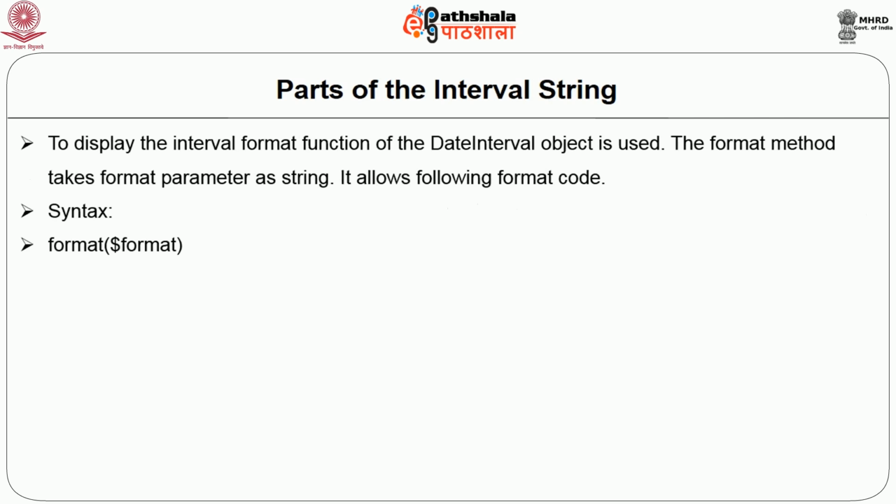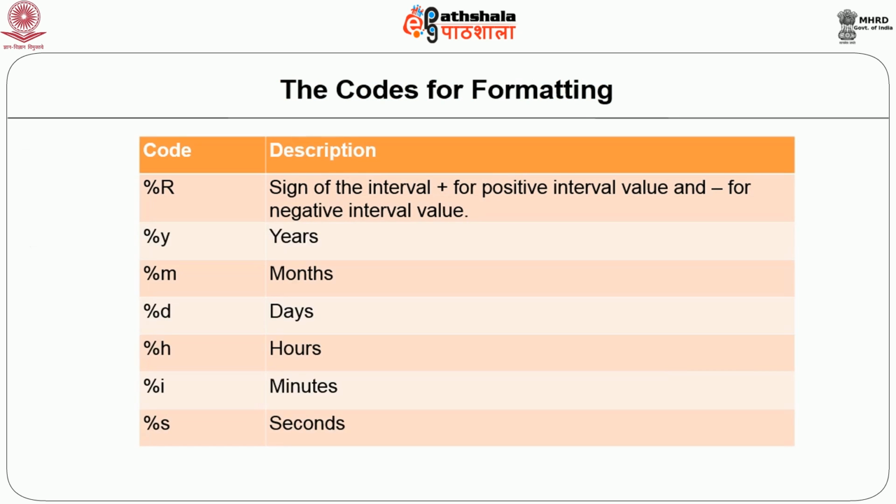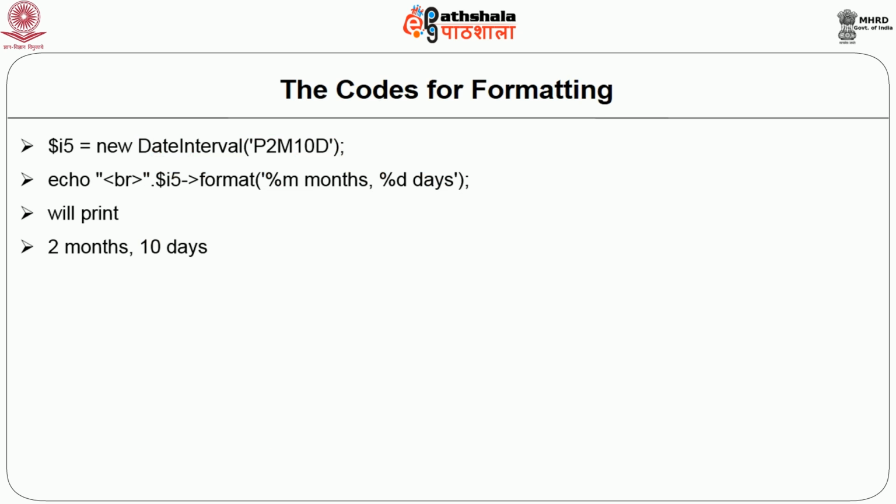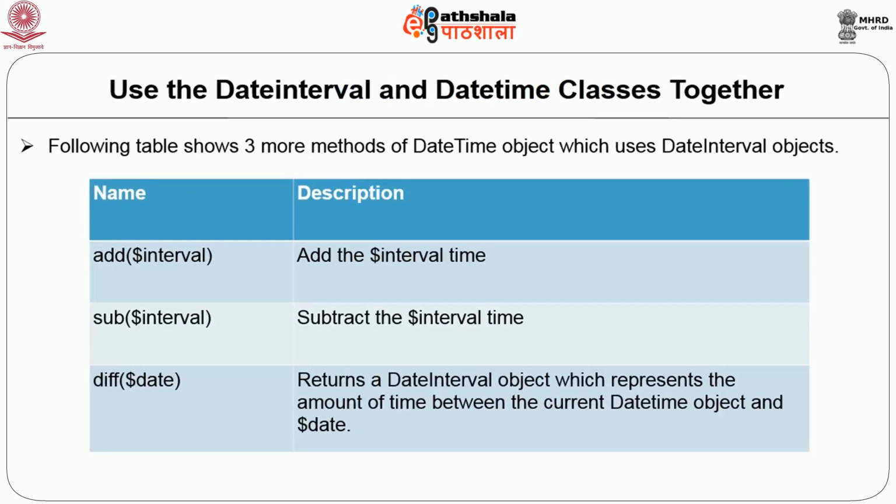To display an interval, the format function is used, and it has the following syntax. The codes for this are %R for the sign of the interval, %Y for year, %M for months, %D for days. In the same way, for hour, minute and second it is H, I and S. This is one example, so that will represent that way. Now you can use the DateInterval and DateTime classes together, and these are some functions that will be helpful: you can use add to add interval time, sub to subtract the interval time, and diff to find the difference.